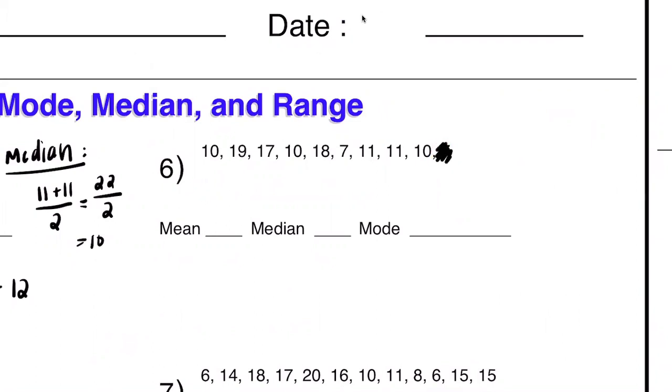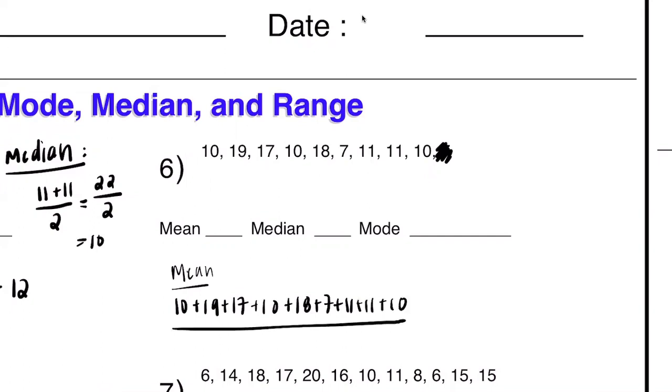So again, the mean, we want to add everything up. So 10 plus 19 plus 17 plus 10 plus 18 plus 7 plus 11 plus 11 plus 10. So in this case, we add everything up. And then we divide by the total. So there was 10, now there's 9. So 1, 2, 3, 4, 5, 6, 7, 8, 9. And now when we add everything up, the number is going to come out weird since I took off a data value, but I wanted to show you guys what the median looks like with odd numbers.